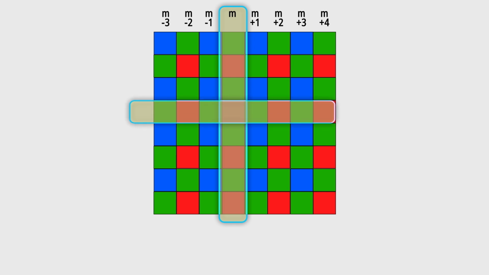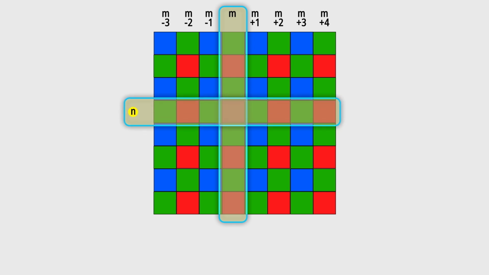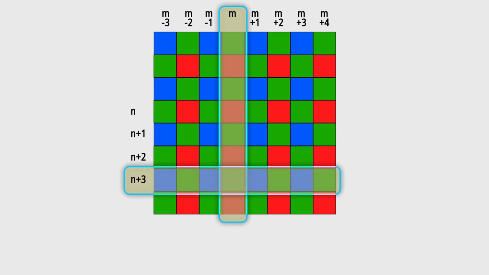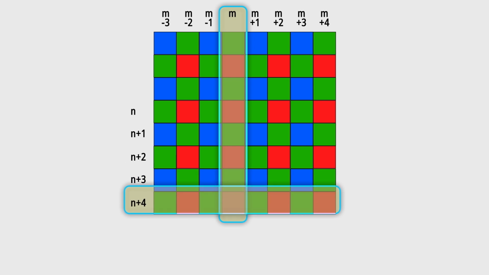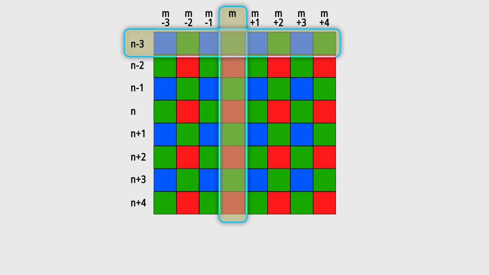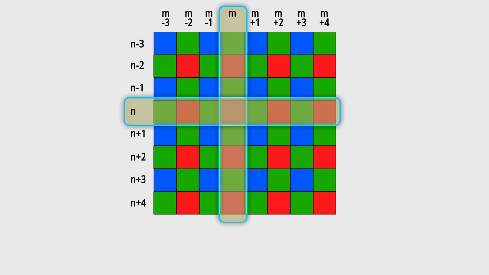Equally, if we index rows with the letter N, this will be row N, and row N plus 1, the one after, N plus 2, the one after that, N plus 3, and the one after that, N plus 4. And obviously, the one before N is going to be N minus 1, and N minus 2 for the one before, and N minus 3 for the one before that. Every cell in this row belongs to row N, and we know every cell in this column belongs to column M. Therefore, if I want to address the red cell in the intersect, it's going to be red of column M and row N. So I can write its name down as red of column M row N, or RMN.